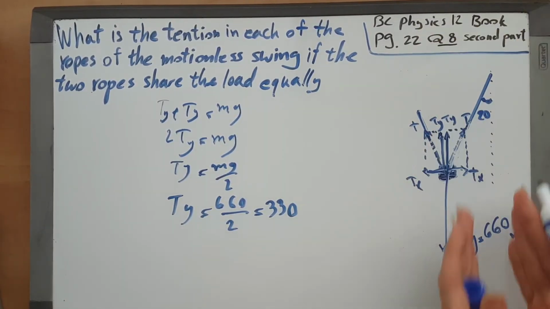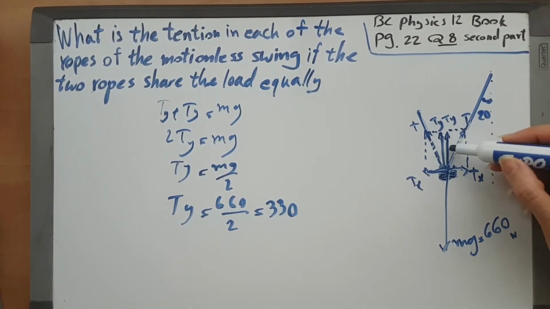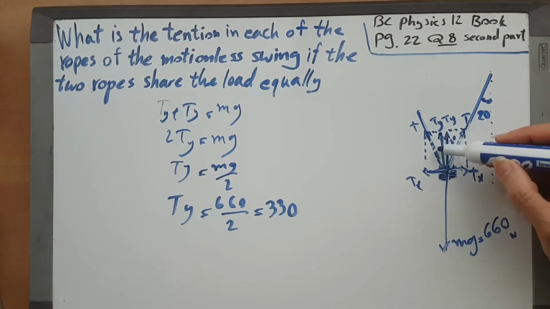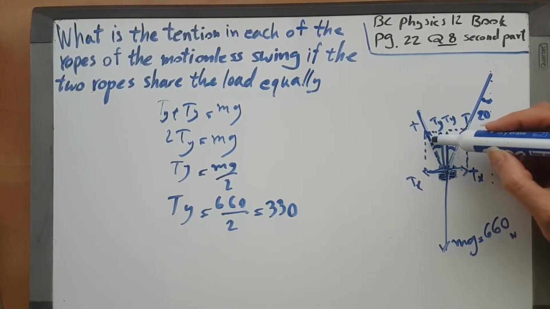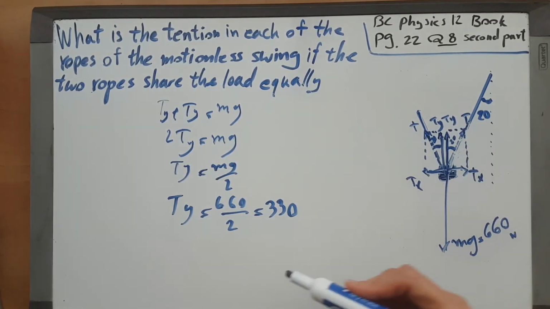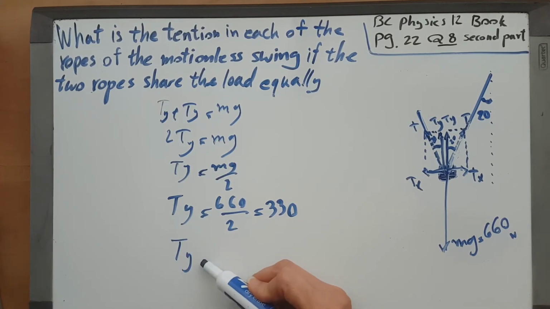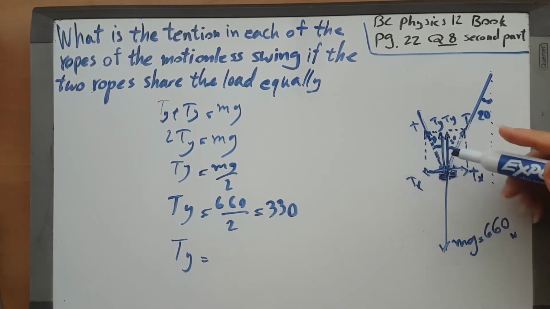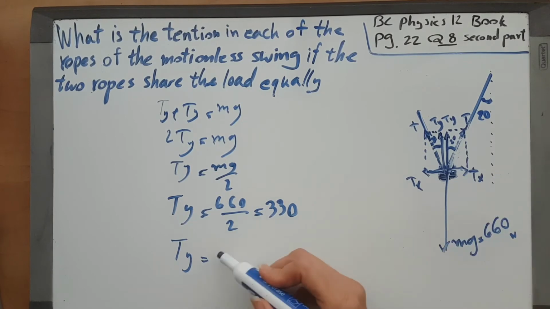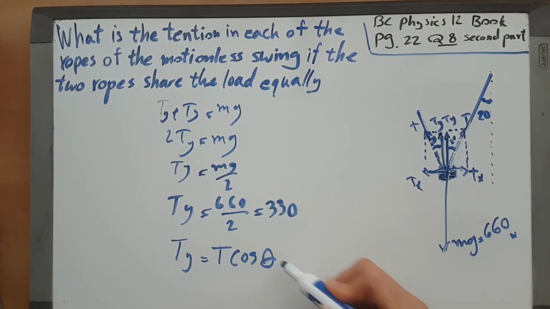Now if you pay attention in here, you can see that these are parallel, right? Because these are vertical. So if this is 20, of course this is going to be also 20. So they're both equal and they're both 20. So of course the Ty's, which are equal to each other, I only did one of them. The Ty would be the adjacent in this triangle to this angle, so it would be T cosine theta.